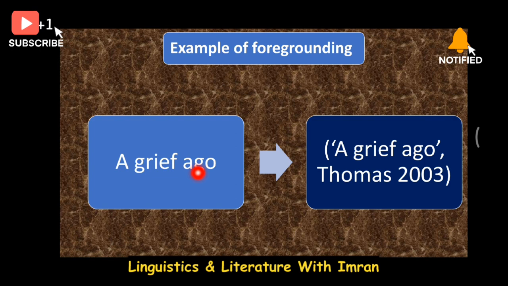It is semantic deviation because a grief cannot go with ago. In everyday life situations, we say I met him an hour ago, or I met him a week ago. Most often ago is used in the past tense. And I saw him a month ago. So we use a month ago, an hour ago, a week ago. But here we have a grief ago. So that is deviation. A grief ago is taken from the poet Thomas, 2003. Let's explain it.